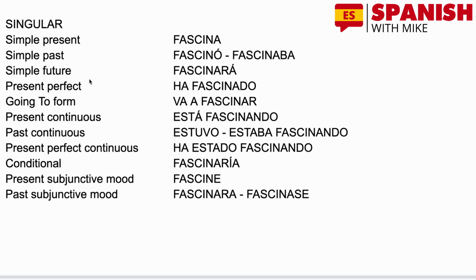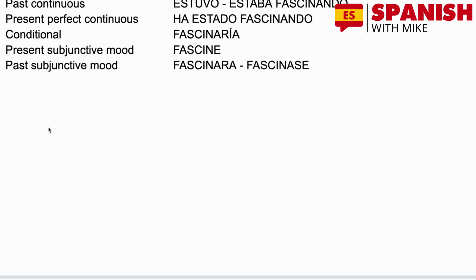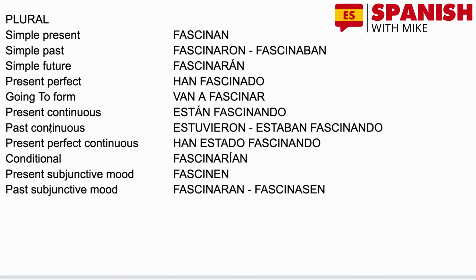So for the verb fascinar, we have all of these forms for pretty much all of the tenses: simple present, simple past, simple future, present perfect, going to form, present continuous, past continuous, and so on. And this is when the object of my fascination is singular. Like, I am fascinated by Japanese culture is one thing. So I would say me fascina. Just one thing. Whereas if the object is plural, like I'm fascinated by your eyes, which is plural, I would say me fascinan.